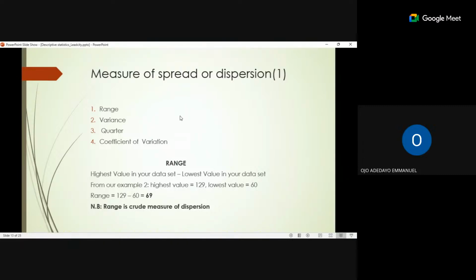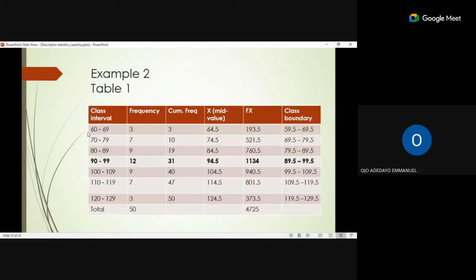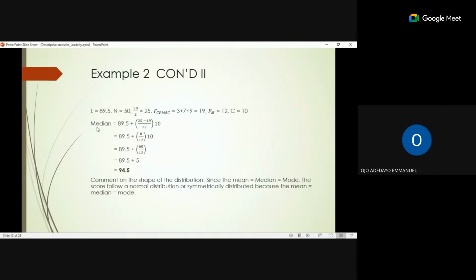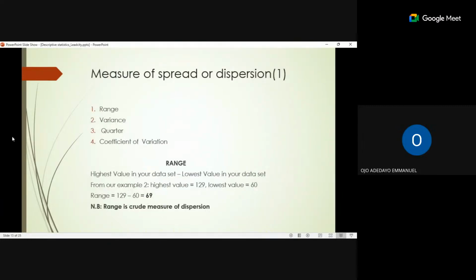Now, what is range? The highest number minus the lowest number. Let's say, for instance, if you look at our data set here, the lowest that we have is 60, and then the highest is 129. So 129 minus 60, you are going to have your range. That is what we have here. So we don't need to waste more time about that.